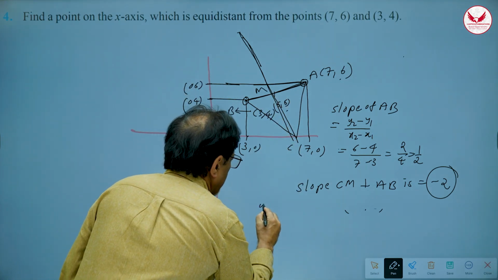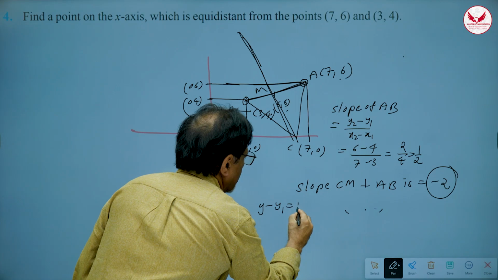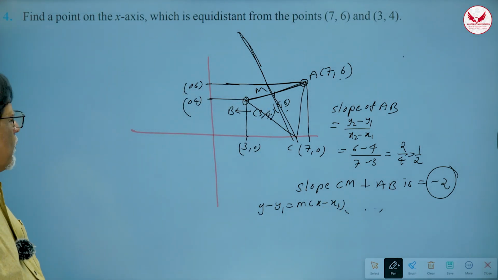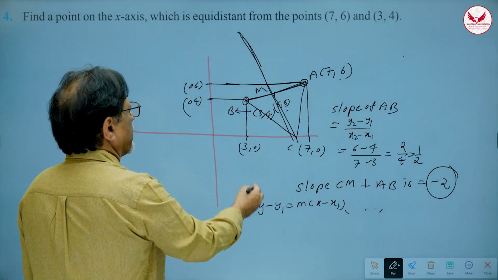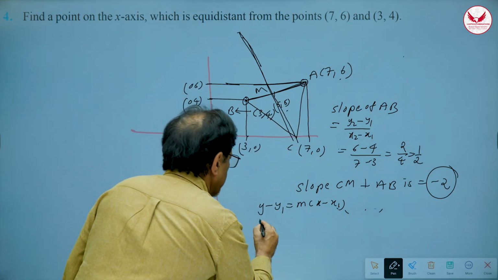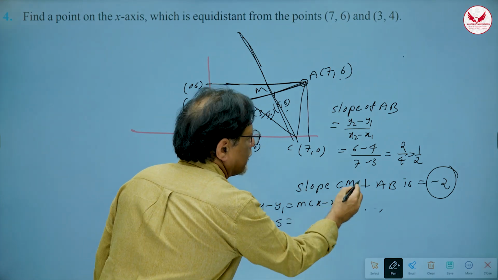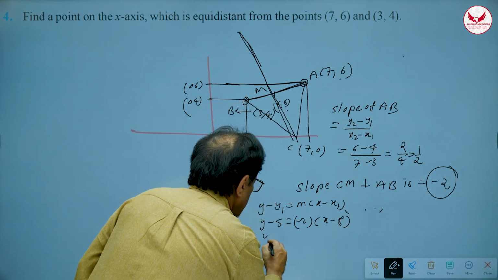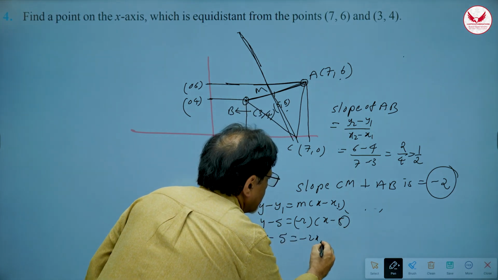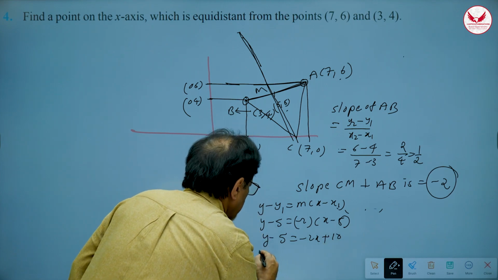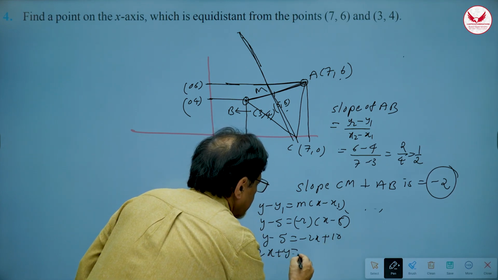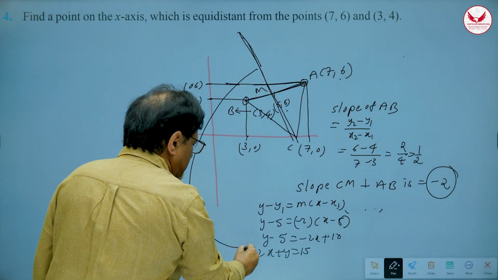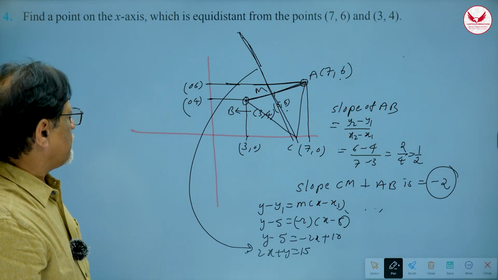Therefore, we'll use the formula y minus y1 is equal to m into x minus x1. I hope you remember this formula. This is called the slope point form. So the point is 5, 5. So y minus 5 is equal to -2 into x minus 5. Correct? So y minus 5 is equal to -2x plus 10. Right? So it is 2x plus y is equal to 15. So that is the equation of this line. So the equation of this line CM is 2x plus y is equal to 15.